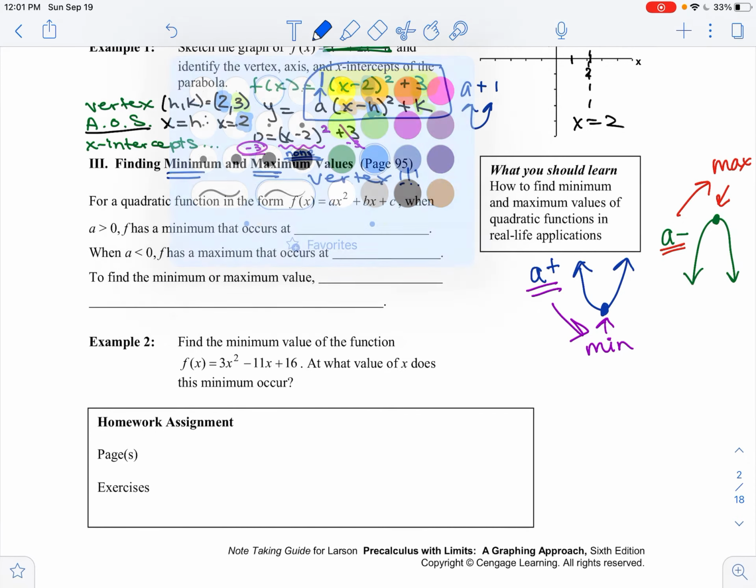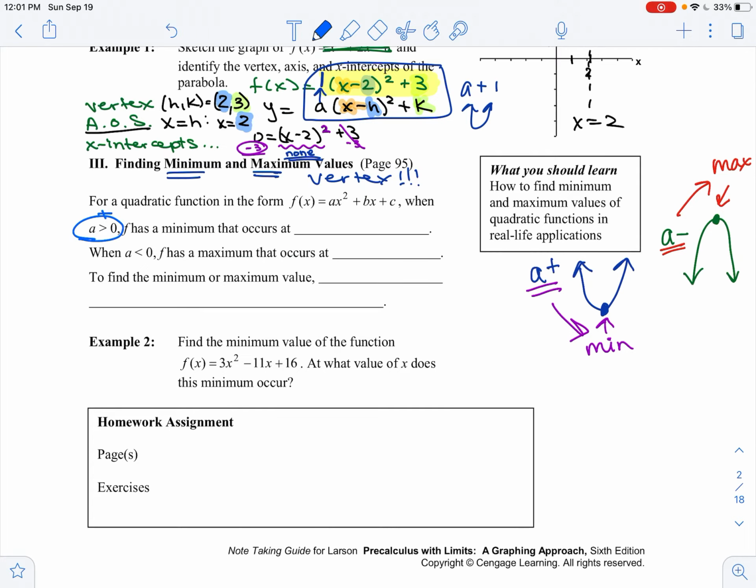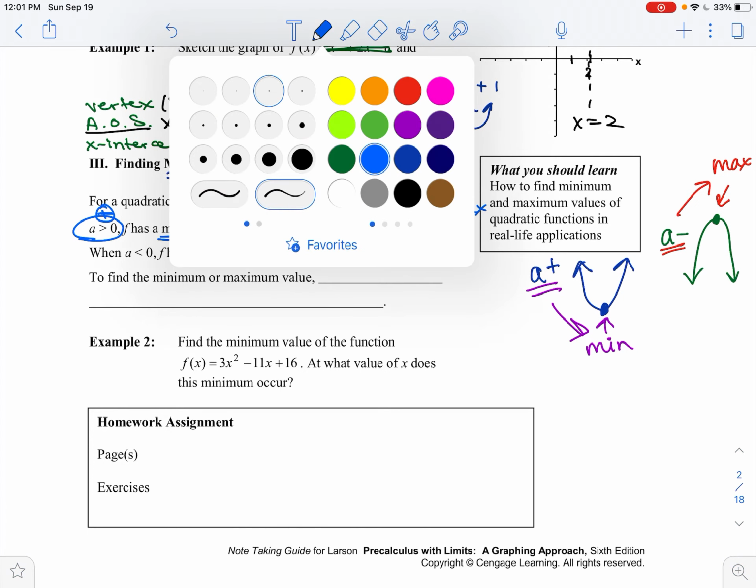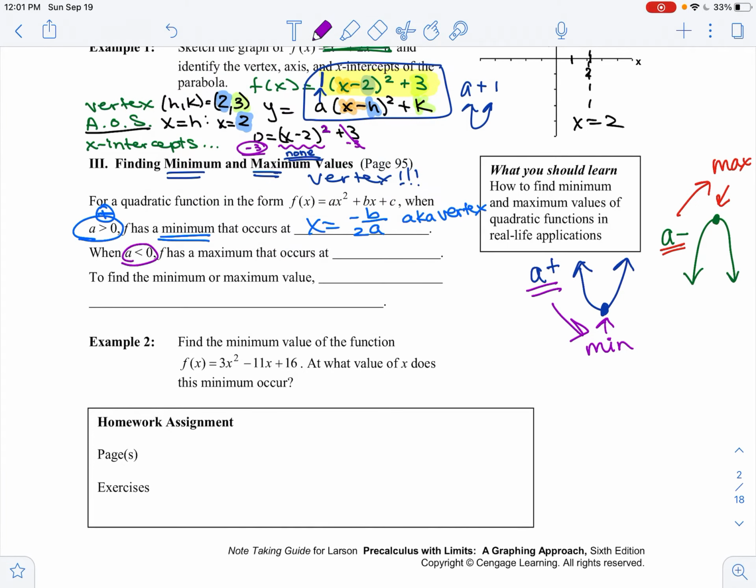So we have to look to see which type of parabola we're going to be graphing. If a is greater than 0, aka it's positive, it has a minimum, and it occurs at x equals negative b over 2a. Remember, that looks a lot like our vertex, because it is. And secondly, if a is less than 0, aka a negative, it has a maximum, and that also occurs at that same negative b over 2a, which is also known as the vertex.